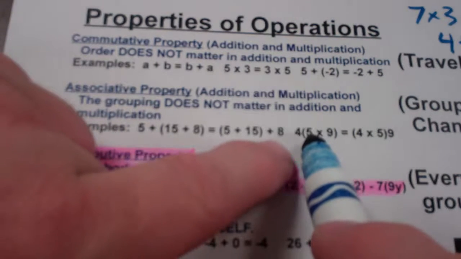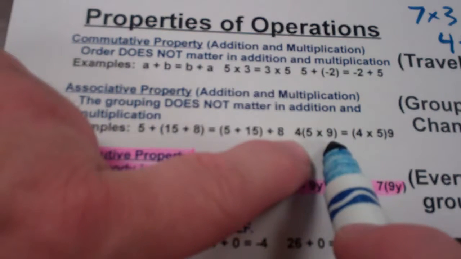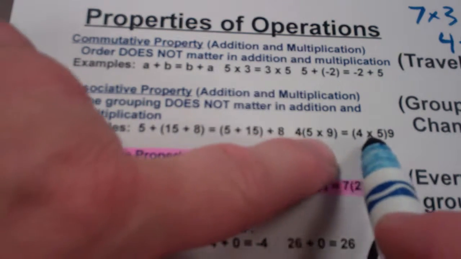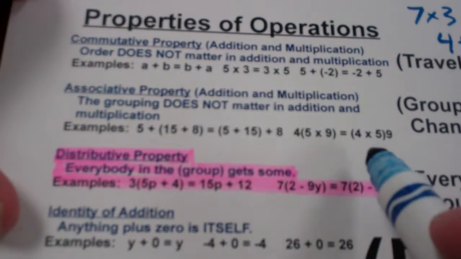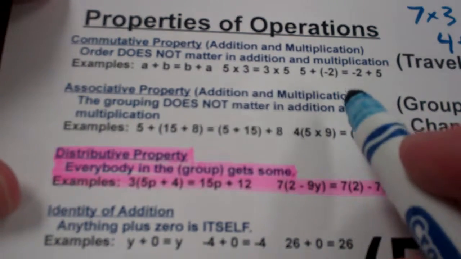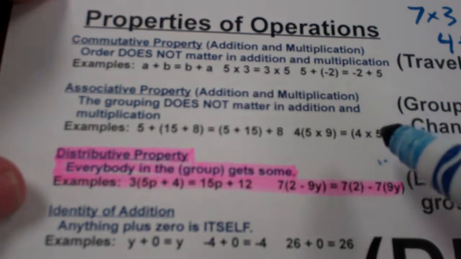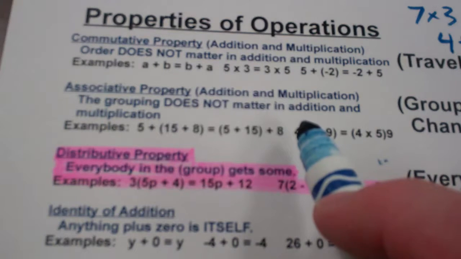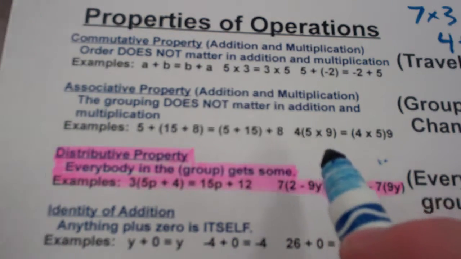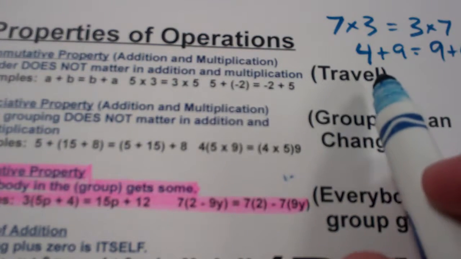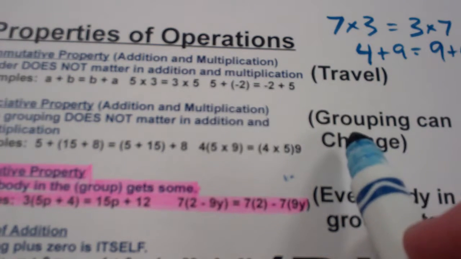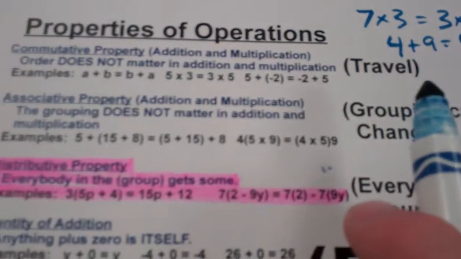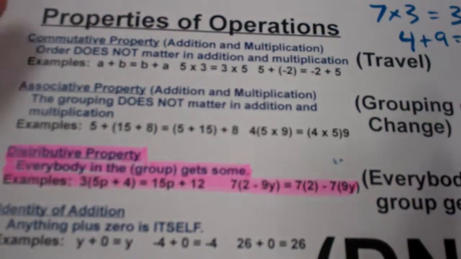Doesn't really change it. Same thing here, I have 4 times 5 times 9, where 5 times 9 are in a group. Now I have 4 times 5 in a group times 9. You're going to get the exact same answer. Once again, we didn't change the order, we changed the grouping. And that works for both addition and multiplication. It's called the associative property. The grouping can change. With the commutative property, things can travel if it's addition or multiplication. In associative, the grouping can change if it's multiplication or addition.